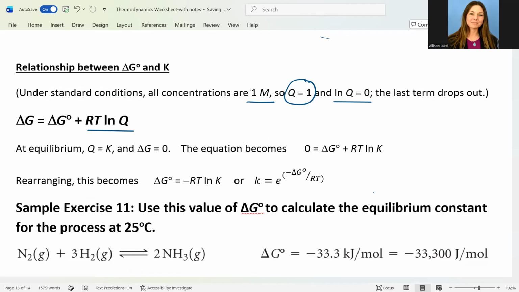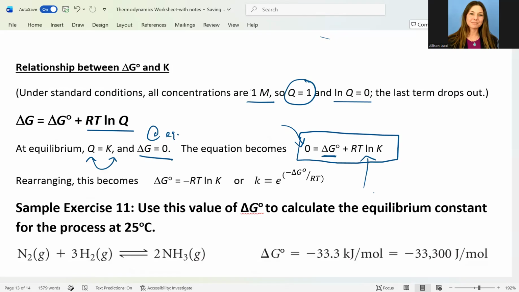So let's see some other relationships here. Then Q would be equal to K, the equilibrium constant. And we saw in an earlier video that our delta G is equal to 0 at equilibrium. So our equation simplifies again. We have at equilibrium a value of 0 for delta G, so that's over here, and then our standard conditions plus RT ln K now.